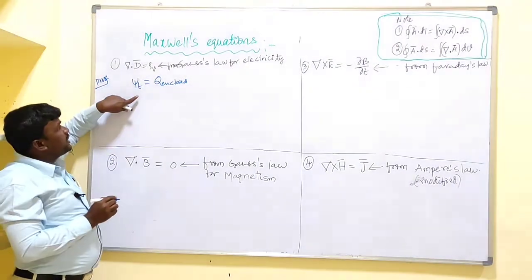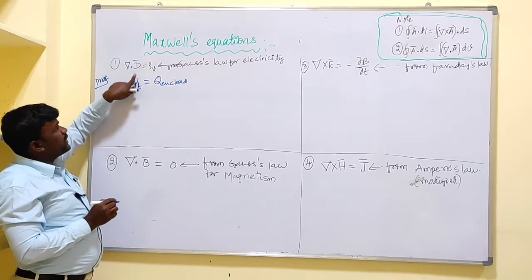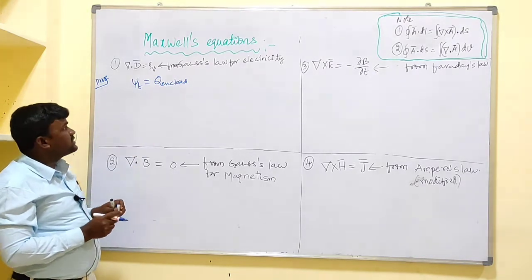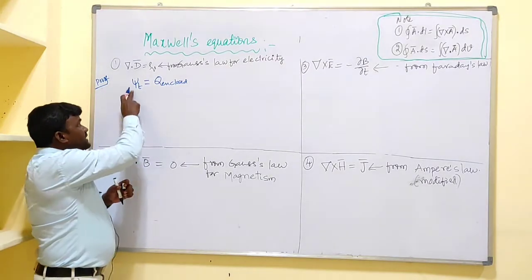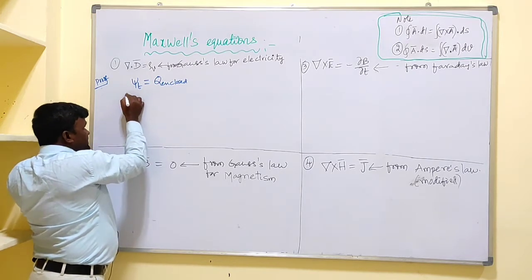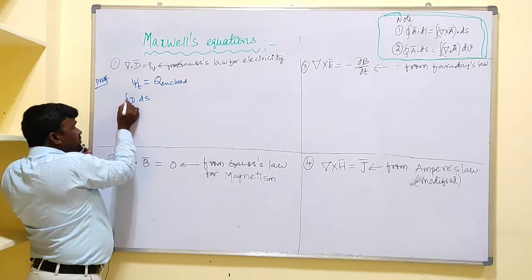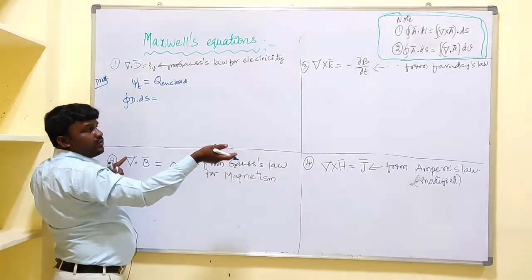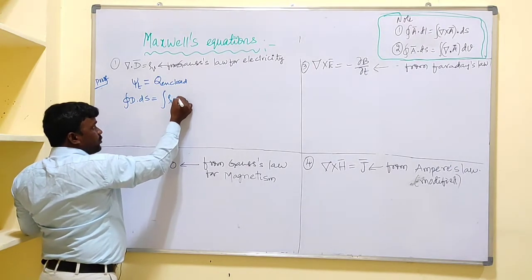Once again I am repeating: total electric flux through a closed surface is equal to the charge enclosed by that volume. Here it defines a relationship between closed surface and volume. Now let us represent psi t, the electric flux, in terms of the flux density, that is integral D dot dS. Here it is the flux through a closed surface, that's why we need to take the closed surface integral. And the charge enclosed by the volume we represent in terms of the volume charge density, given by integral rho v dv.